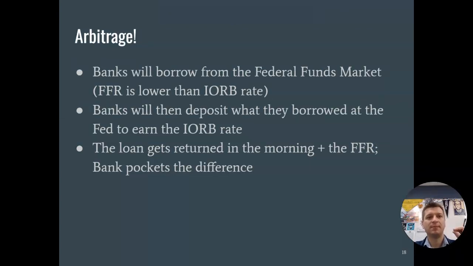Arbitrage. They would borrow from the federal funds market, borrow from other banks, and then they would take that money that they borrowed from other banks and deposit it at the Fed. When they do that, they then therefore get to pay a lower interest rate than they are earning. When morning rolls around, they just repay the loan and pocket the difference.